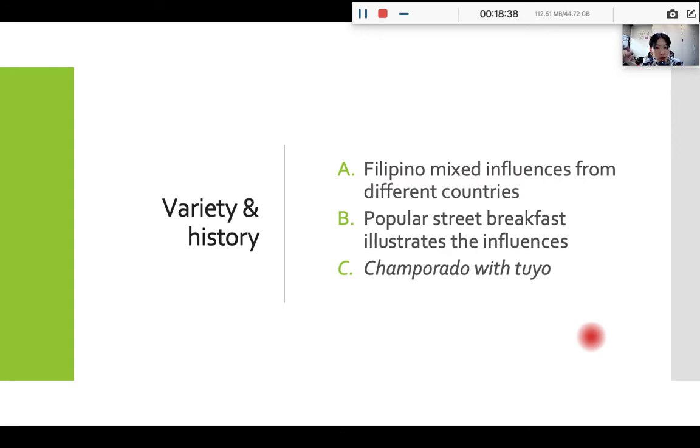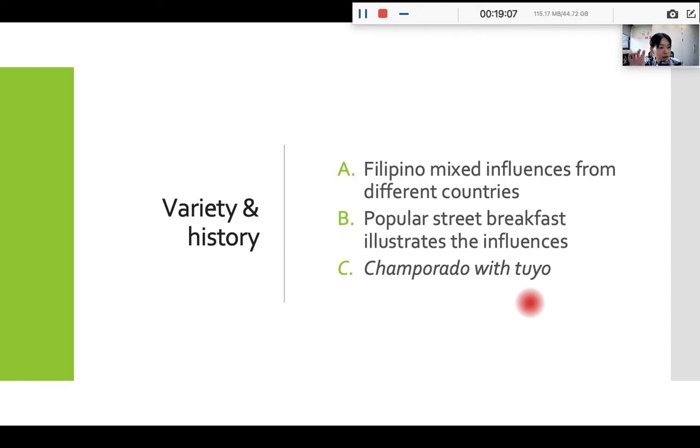So the example here is champurrado with tuyo. So what are the influences we can see in this dish? You can see Chinese rice porridge. So if you take a look at the bottom right of your article, you will see porridge refers to a salt food made with water or milk and grain, usually rice, eaten hot for breakfast. So this is the Chinese influence.